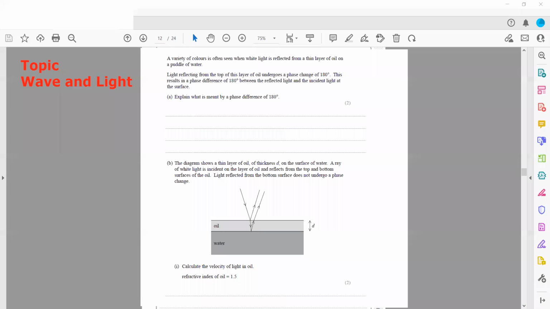This question is related to the topic of light and waves. A variety of colors are often seen when white light is reflected from a thin layer of oil on a puddle of water. The light reflected from the top layer undergoes a phase change of 180 degrees. What is the meaning of a phase change of 180 degrees? It means if a crest strikes the surface, the one which bounces back will be a trough. So that is the meaning of 180.